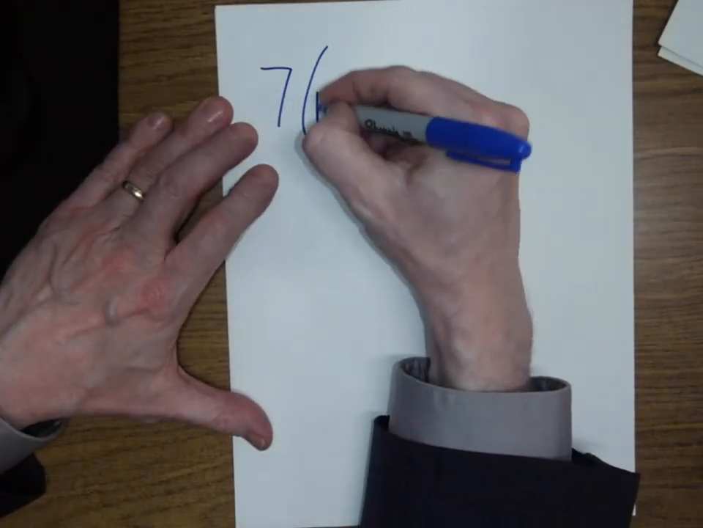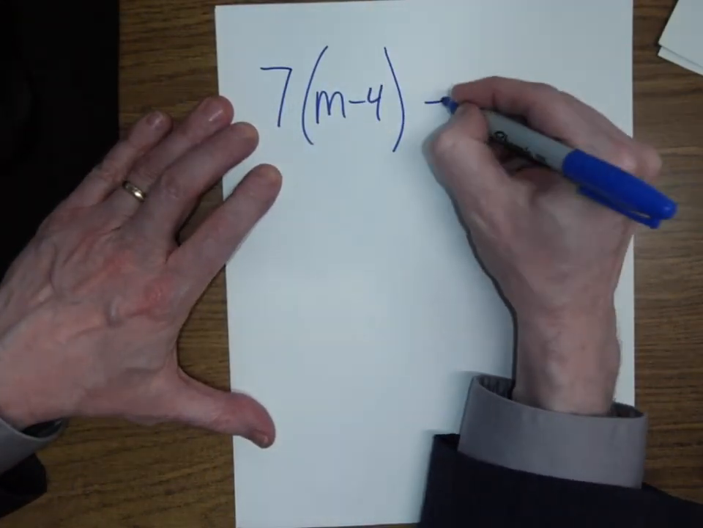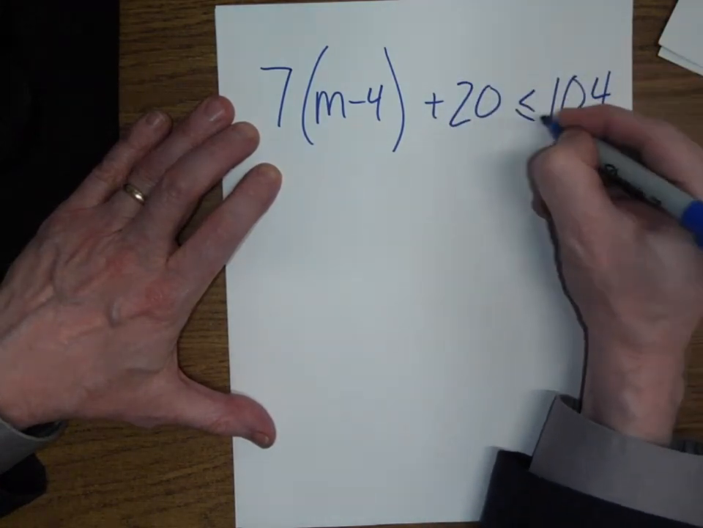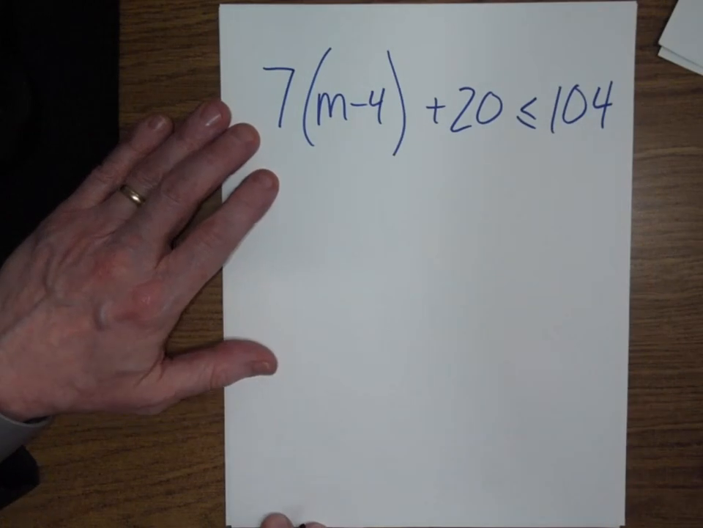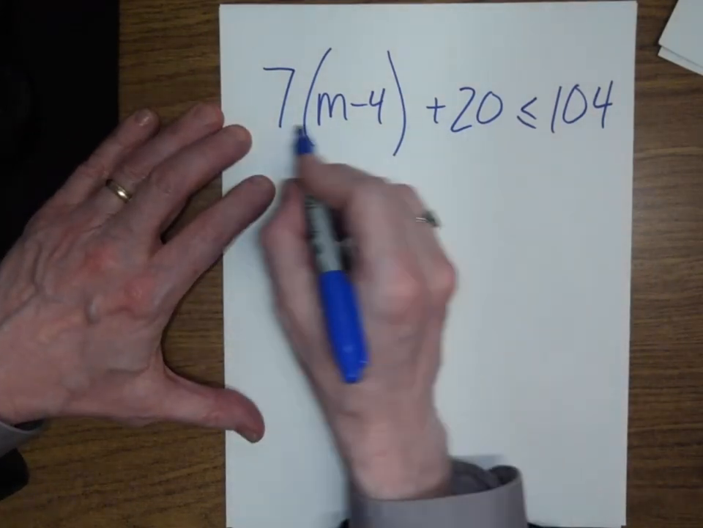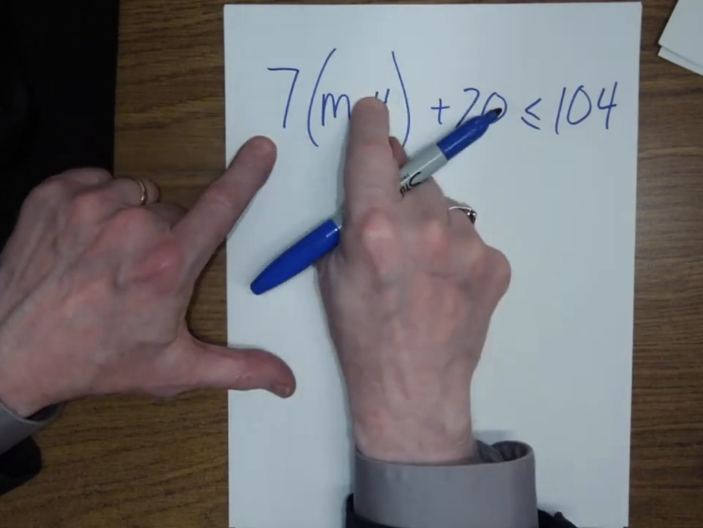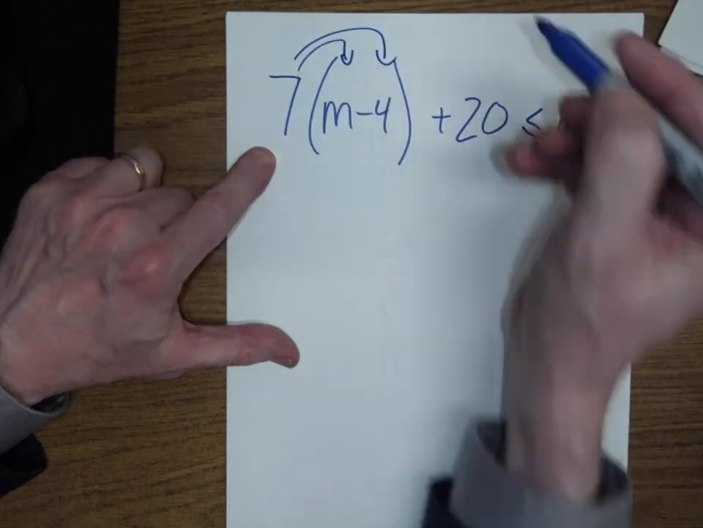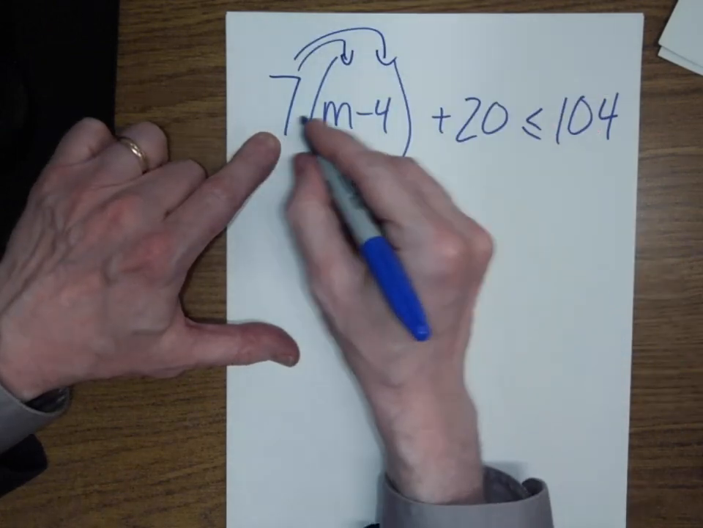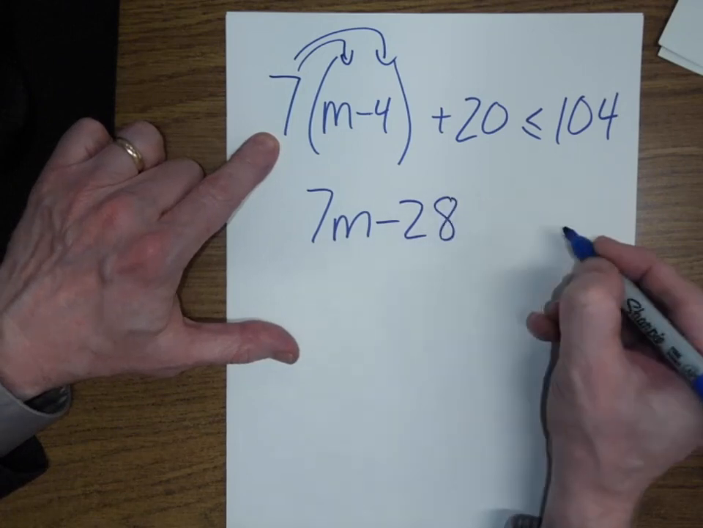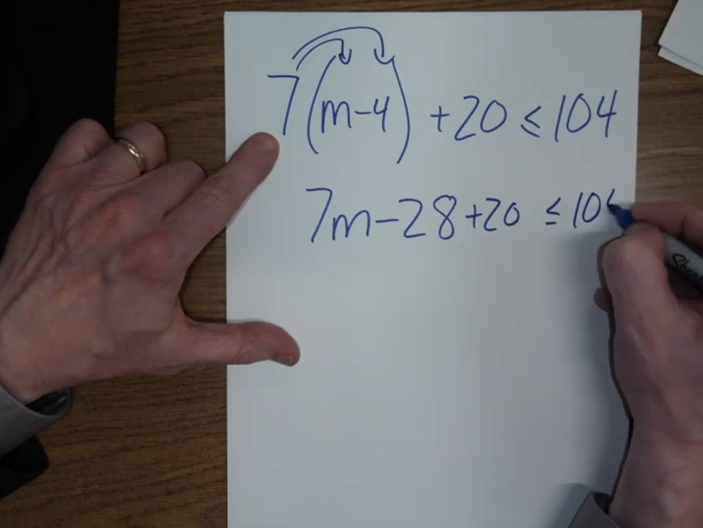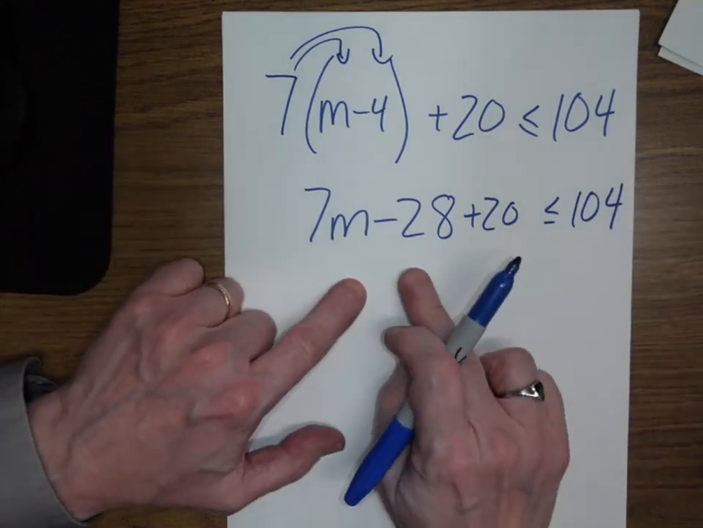Let's try this one. 7 times the quantity m minus 4, with another number on it, is less than or equal to 104. So thinking of PEMDAS to try to get this taken care of, we want to distribute the 7 to everything in the parentheses, onto the m and onto the 4. So 7m, and 7 times minus 4 is minus 28. That 20 is still there. We haven't done anything with that. But now we can combine those two.